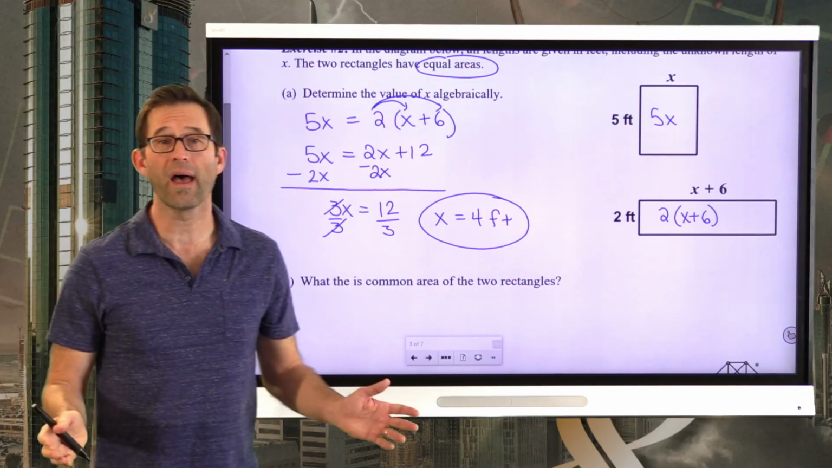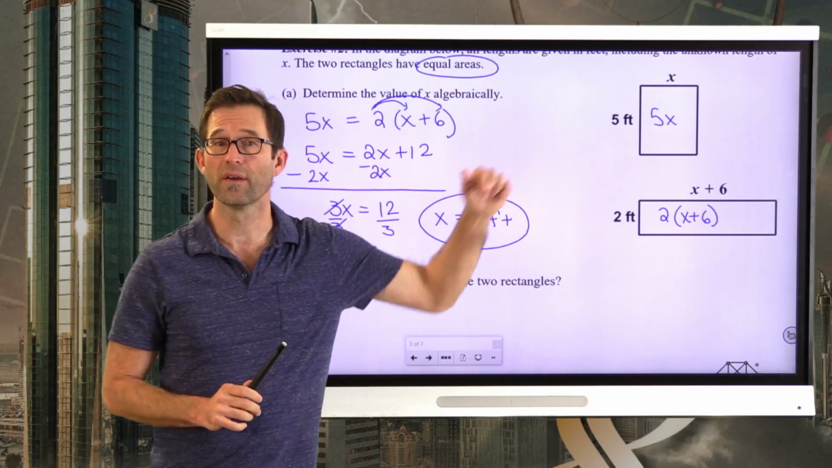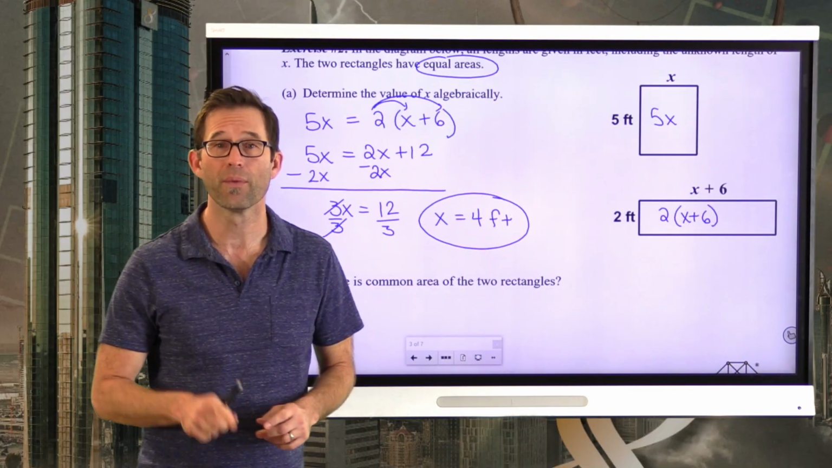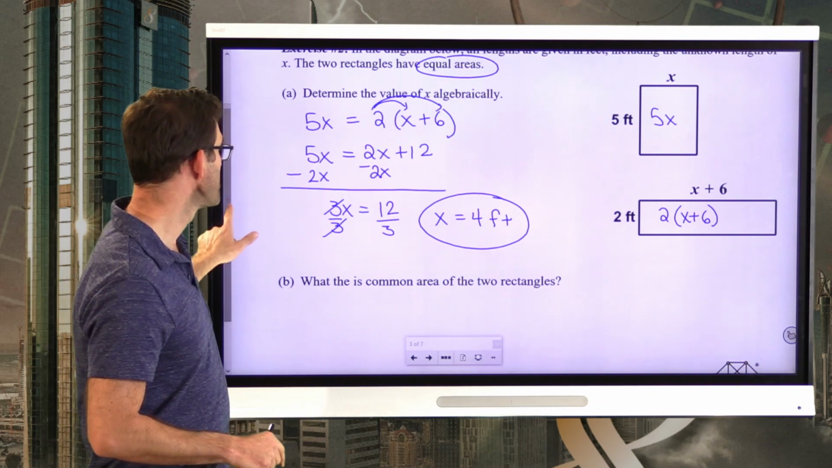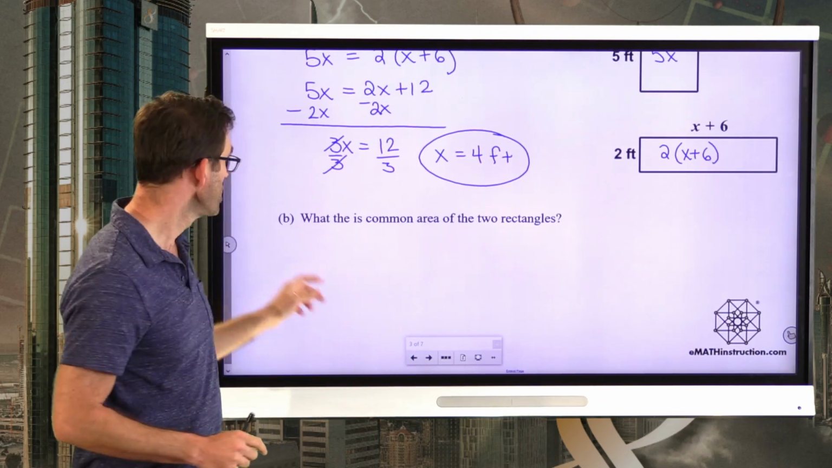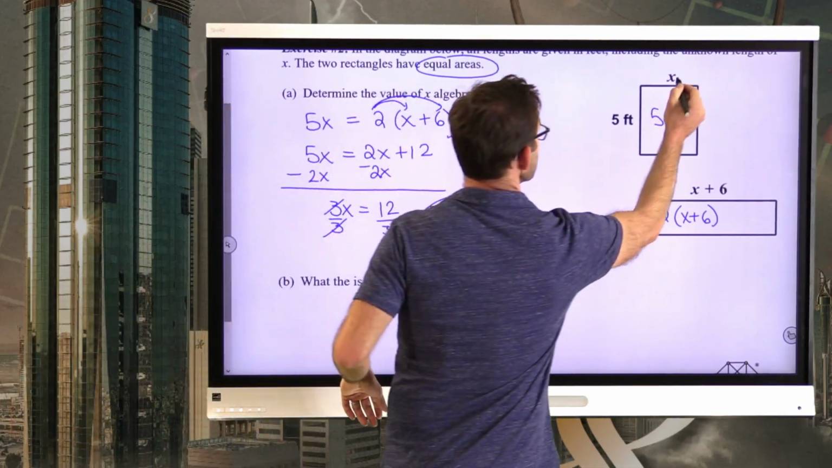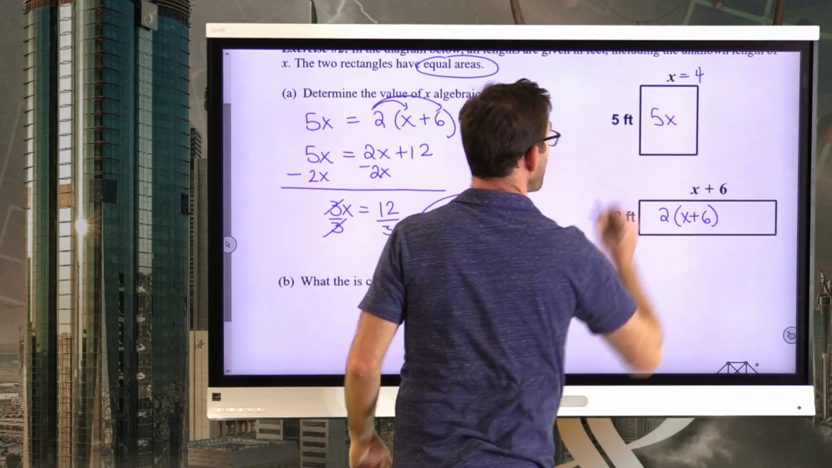Now, we've got a fantastic check in this problem, right? And the check is basically this. The two rectangles are supposed to have the same area. So in letter B, it says, what is the common area of the two rectangles? Well, this is really kind of cool because, again, we know that x is equal to 4, or at least we think it is.